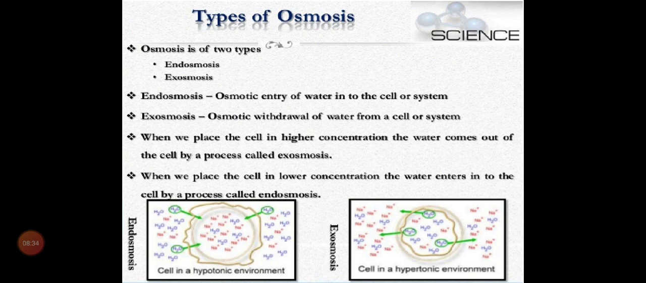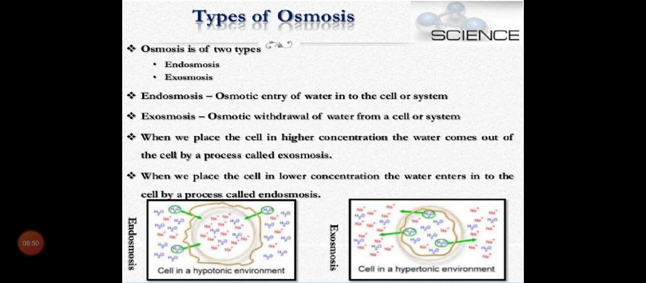It might be endosmosis, it might be exosmosis. Endosmosis means water is getting inside the cell. Exosmosis means water is coming outside from the cell. Clear, children? And here I will explain with the help of two examples.